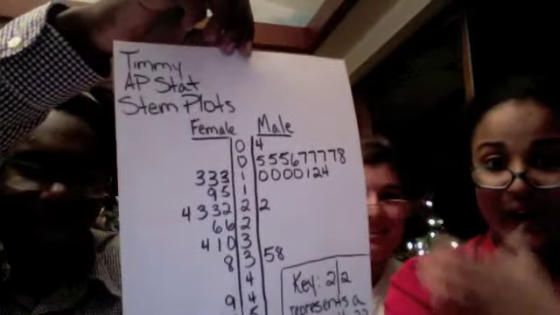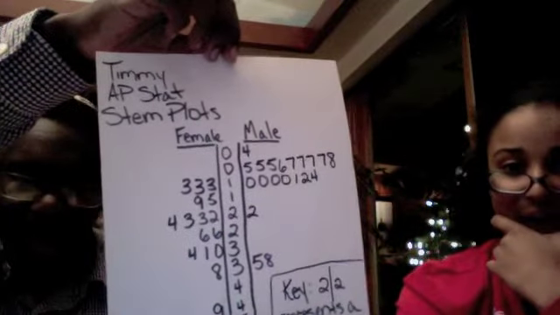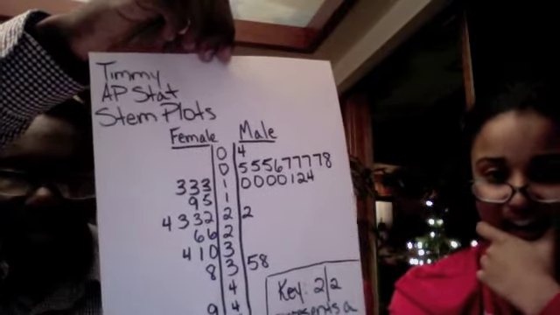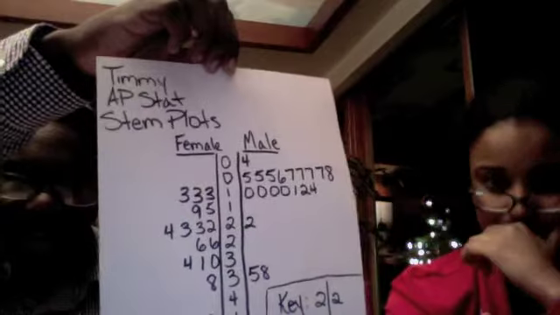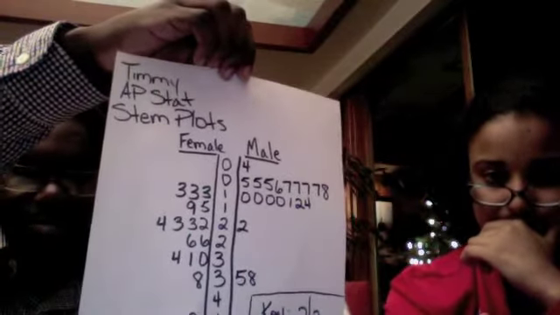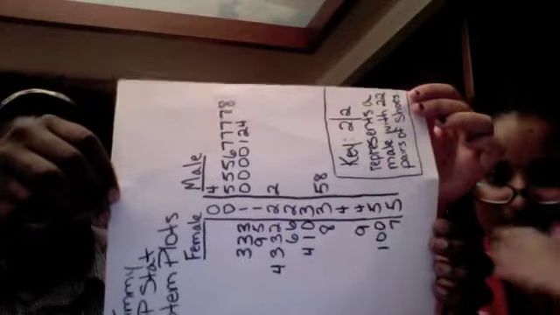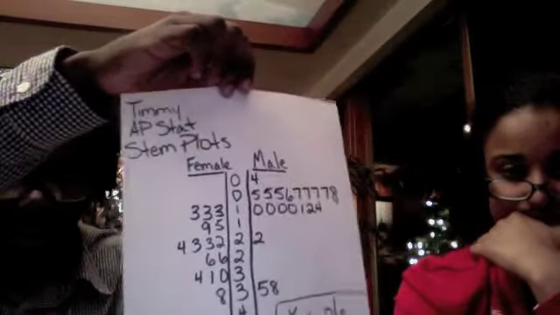Here is my stem and leaf plot. As you can see, the male has a median of around 9. The shape is slightly right skewed. See that, class? Right skewed. The spread is from 4 to 38, and the range is 34.